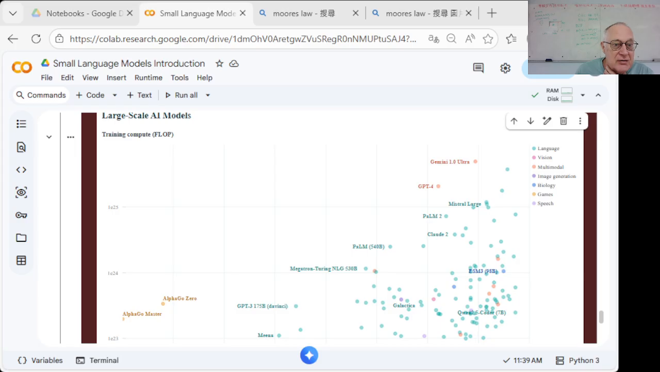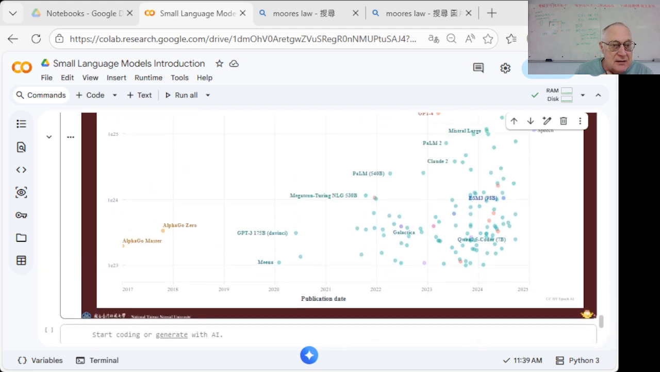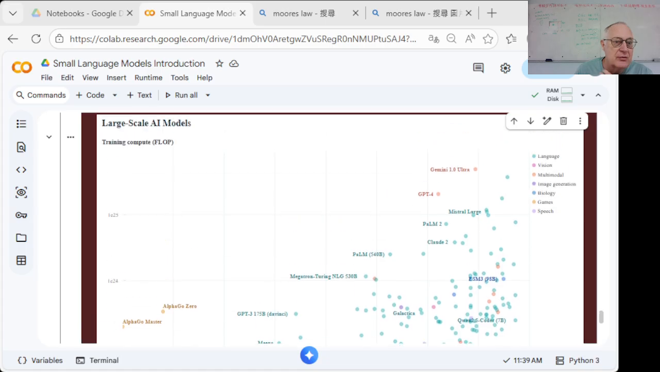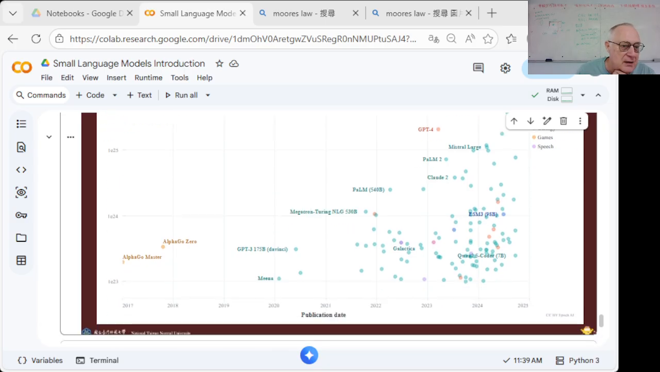The various language models. GPT-4 is labeled here, Gemini 1, and the time of its publication. You can sort of see that this curve is also a straight line going through the logarithmic plot. So it also grows exponentially.